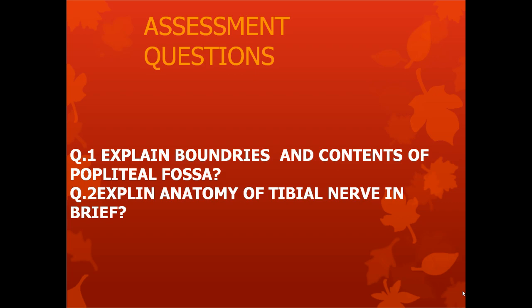Now there are some assessment questions for the assessment of your knowledge. First, explain the boundaries and the contents of the popliteal fossa, and second, describe the anatomy of the tibial nerve in brief. So these are the questions, you have to write down the answer.